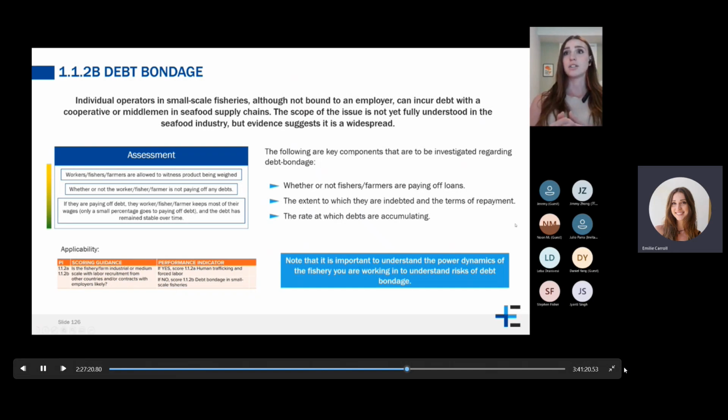It's also really important to understand the power dynamics of the fishery when you're working with them, to understand the risks of debt bondage, because if you have this really imbalanced power between the middlemen and the fishers, you can put them in a really compromising position where fishers feel really bound to a certain buyer, and they feel that their flexibility in terms of their business is kind of hindered because of some of these issues of debt bondage. So it's really good to kind of go in with that context and understanding of what those dynamics look like in the fishery.